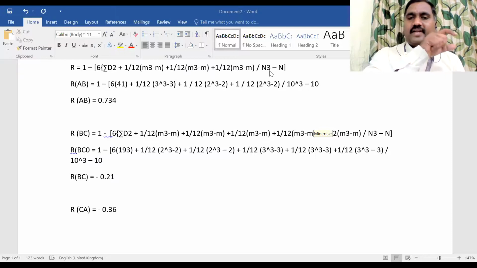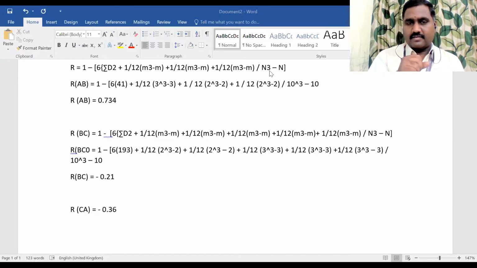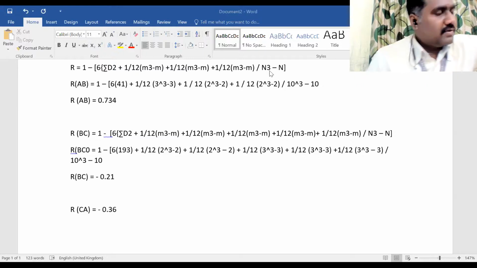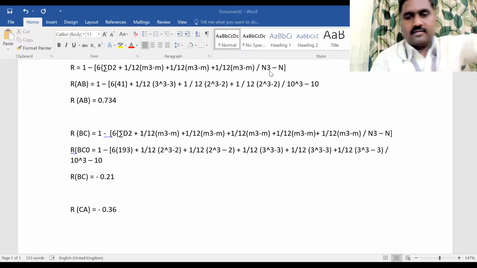No, it should be multiplied as 6 into summation d square plus. That's why I told you, whatever she did is right. Sir, no, sir. 6 should be multiplied only to d, sir, not the remaining. Because in the formula, in the last method we did the same. 6 was multiplied only to d, sir. Last method also.